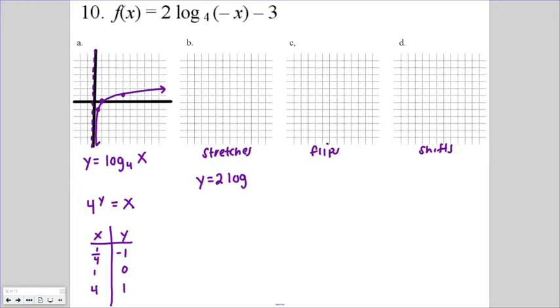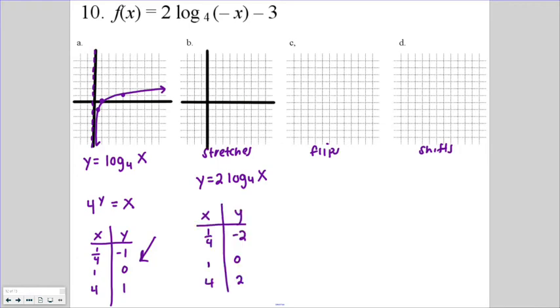So we're taking all of the y values of our original parent function, and we are multiplying those values by 2. So go back to the t-table down here. Take all those y values and multiply them by 2. When I do that, these are the points we're plotting now. I've made a new t-table where I took all the y values of the parent function, I multiplied them by 2, and these are the points we're going to plot on the graph. So 1/4, -2 now. We've got 1, 0, that doesn't change, and then we've got the point 4, 2.